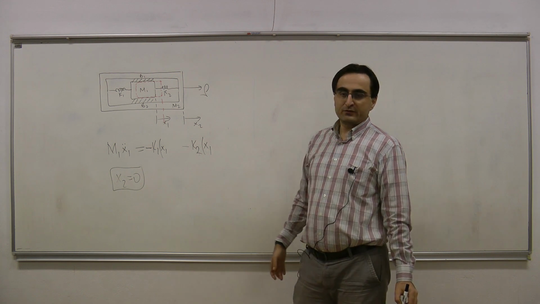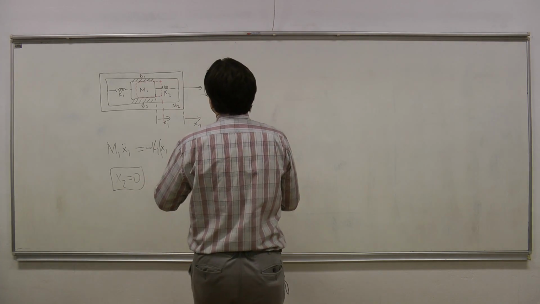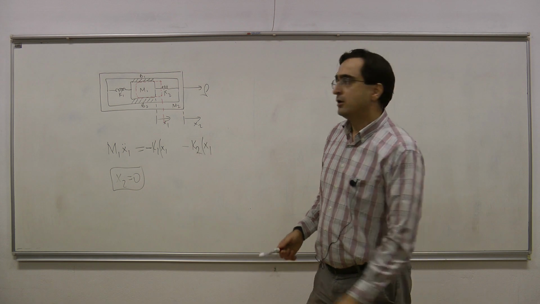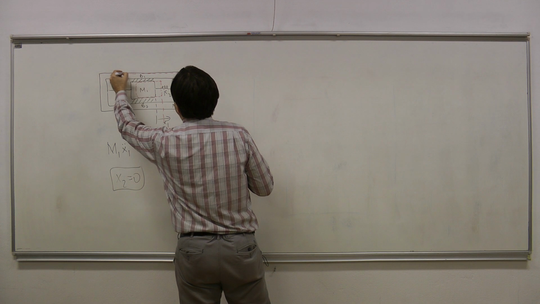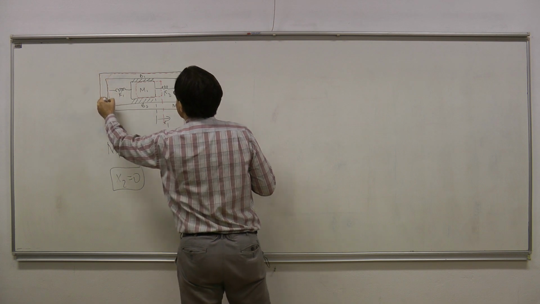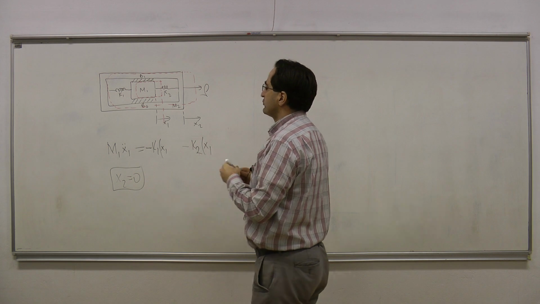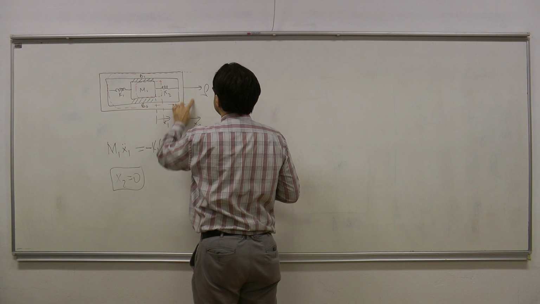What happens, for example, if x2 is not equal to 0? Suppose that I move the second mass as well, by the same amount as I move the first mass. Maybe I should draw it a little bit better.